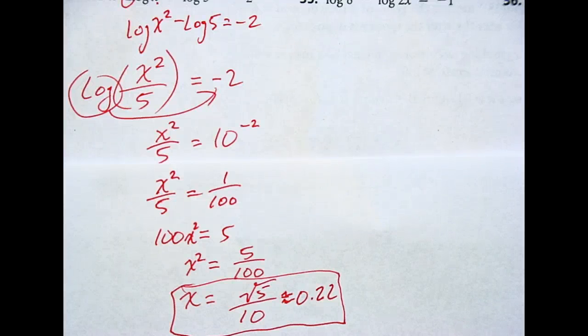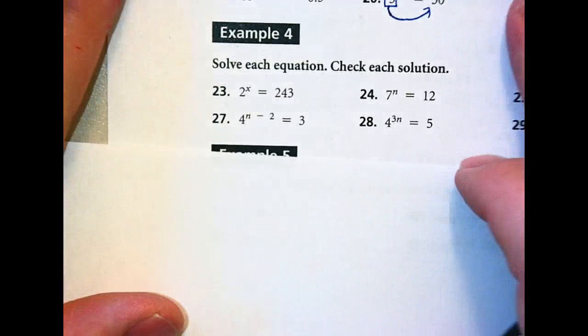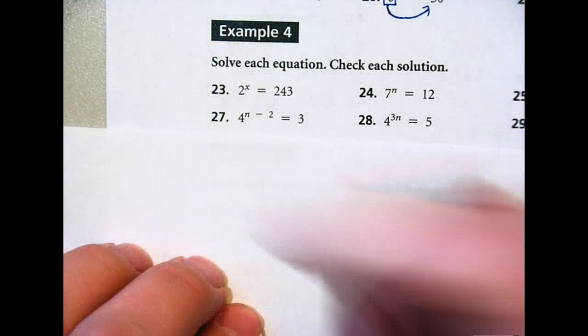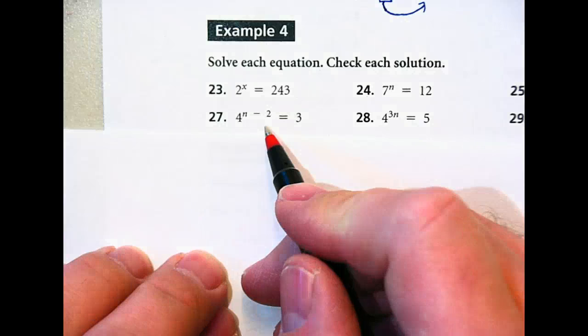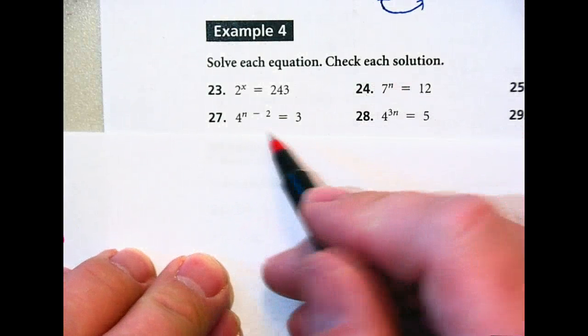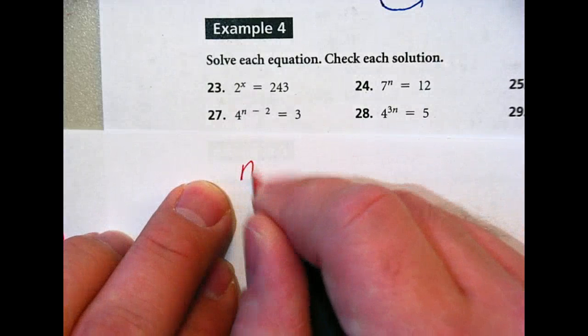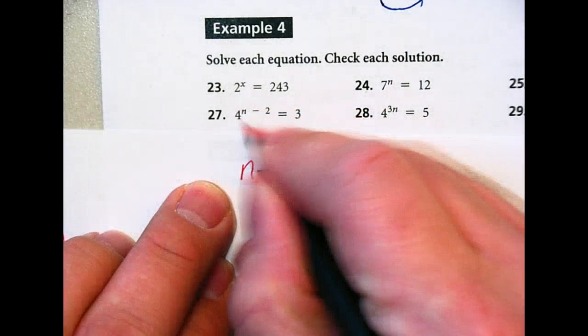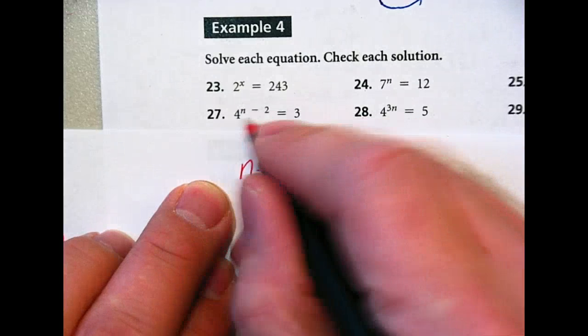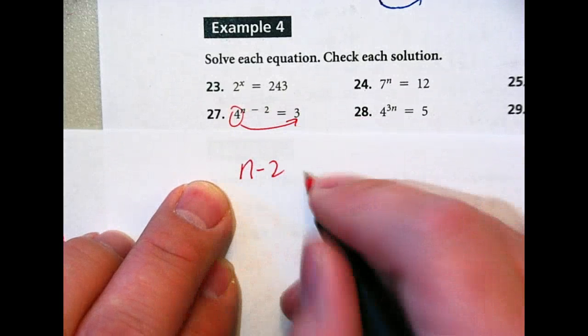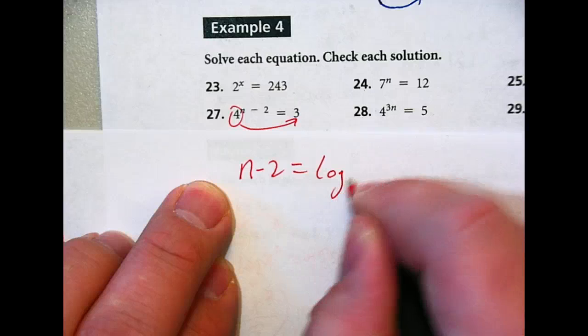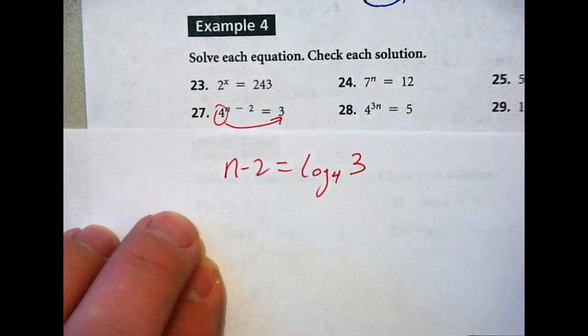27. 27 is not a log, so in this case, if it's not a log, you want to write it as a log. So start out by doing that. So this would be n minus 2. To move a variable out of an exponent spot, always write it as a log. We have base 4, so that's going to move over. That becomes log base 4 of 3. Okay. That gets the variable out.